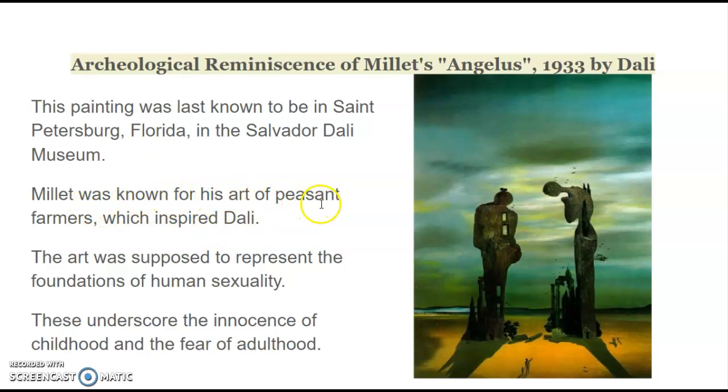Millet was known for his art of peasant farmers, which inspired artists such as Dali himself and Van Gogh, so many famous artists. The art was supposed to represent the foundations of human sexuality, and they underscored the innocence of childhood and the fear of adulthood.